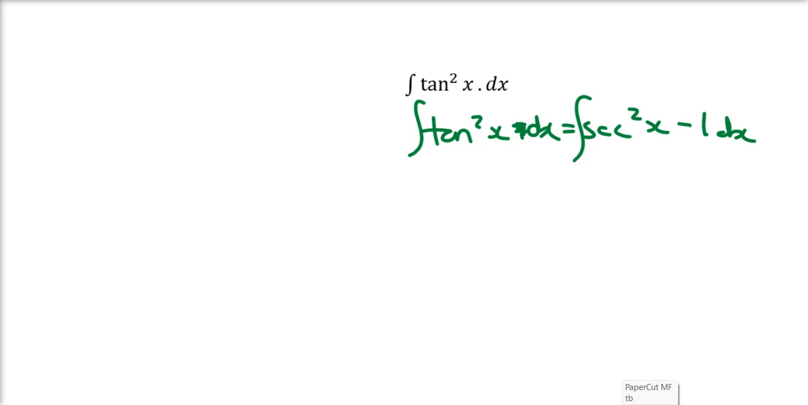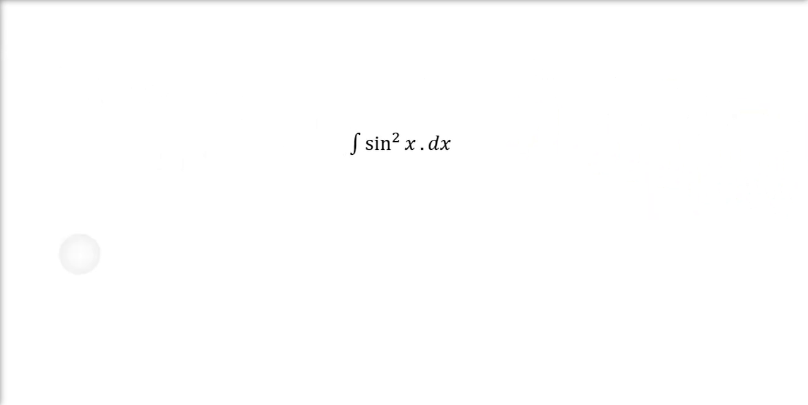Okay? And because sec squared x goes to tan x, negative 1, what's that going to integrate to? X. Yeah, so it's going to go to tan x minus x plus c. Okay? But that's that tan squared one. But there are these special cases around sine squared and cos squared.